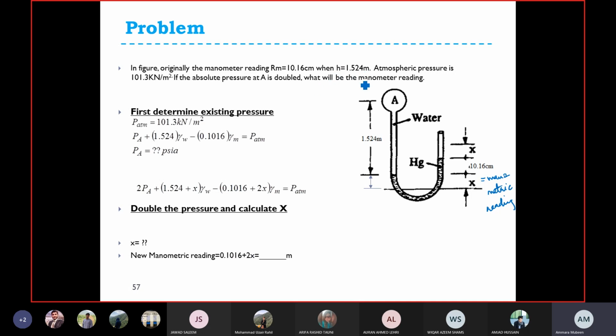When h is 1.524, this length is also given. This is h. Atmospheric pressure is given, which is 101.3 kilonewton per meter square. If the absolute pressure at A is doubled, what will be the manometer reading?